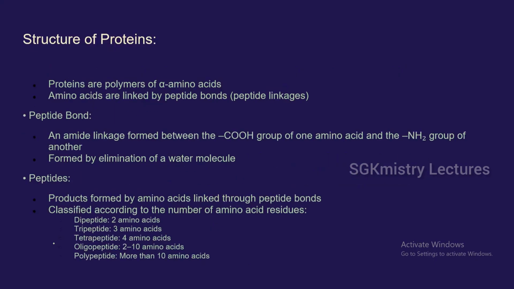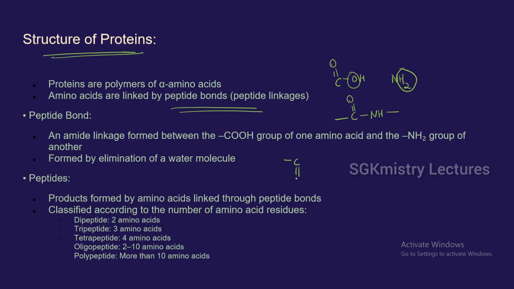Now let us talk about the structure of proteins. Proteins are polymers of the alpha amino acids, and all the amino acids are linked together by peptide bonds or peptide linkages. Now peptide linkage is formed between the COOH group and the NH2 group. So there is an H2 as well as an O here, which can be removed as a water molecule. So basically the linkage is a CONH bond between the different amino acids. This is how the linkage between the amino acids takes place.